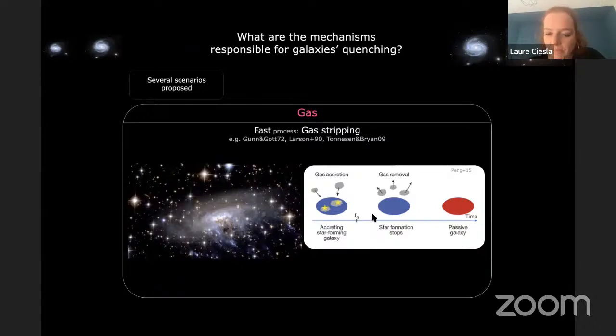And you can see on the same cartoon that you have the gas accretion and then it stopped, but worse, the gas is removed from your galaxy. So what you have is just the stars, more or less. So you don't have this process when you consume the gas present, because here the gas is removed. So rapidly you become passive. There is no more gas, so no more star formation.